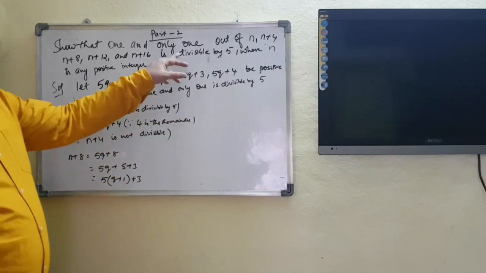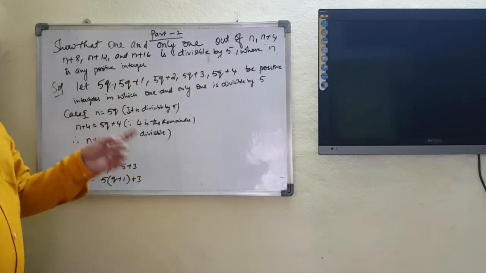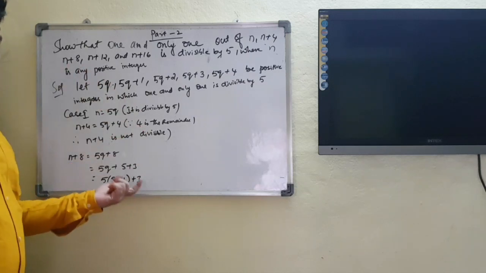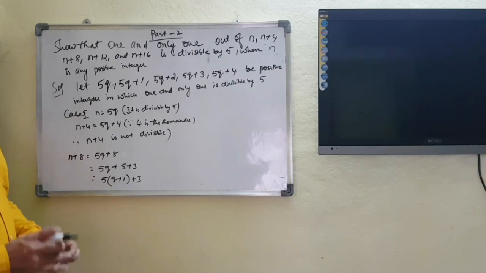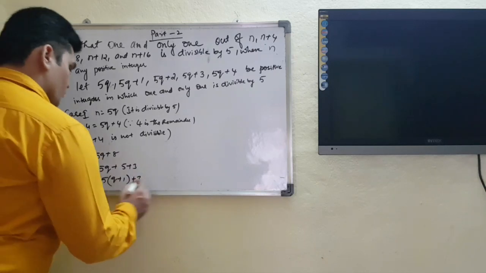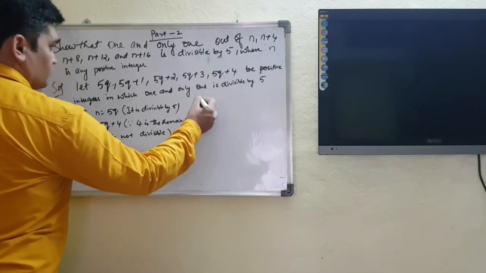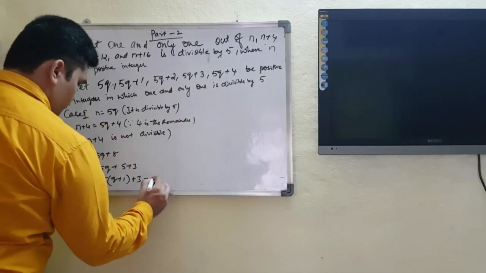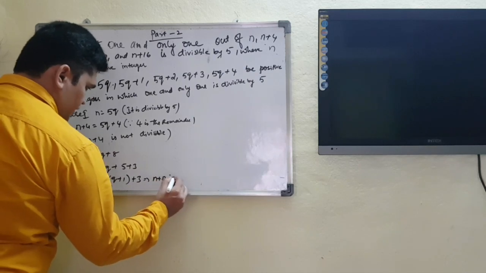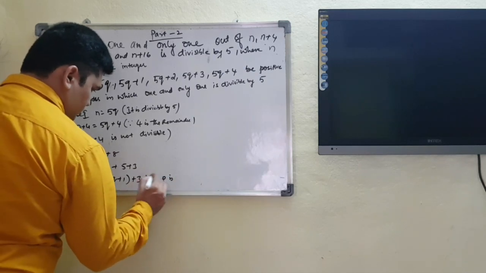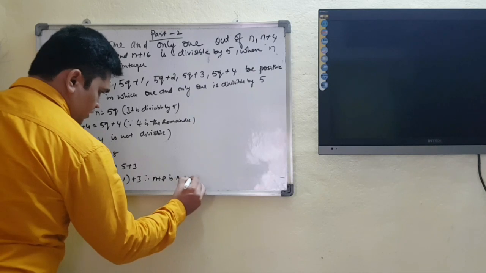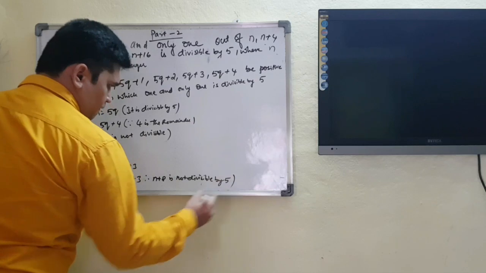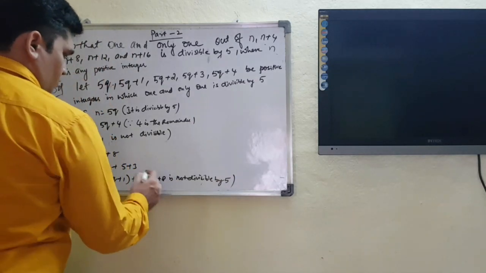But we know that to get divisibility by 5, what should be the remainder? Either it should be 0 or 5. But since we are having 3 as a remainder, it means n plus 8 is also not divisible. Okay? Write down here. Therefore, n plus 8 is not divisible by 5. Okay? Am I clear?